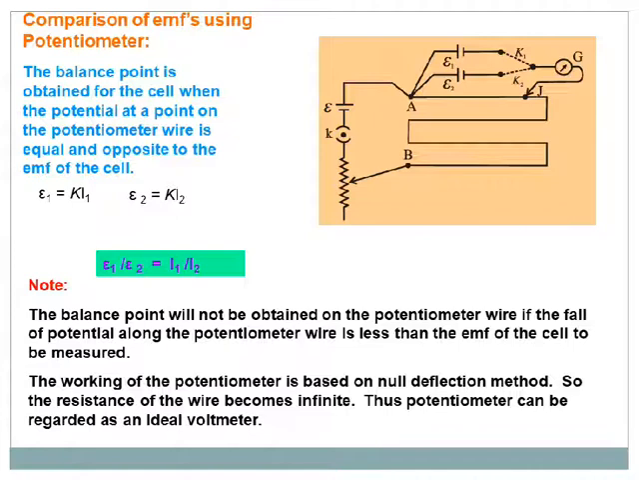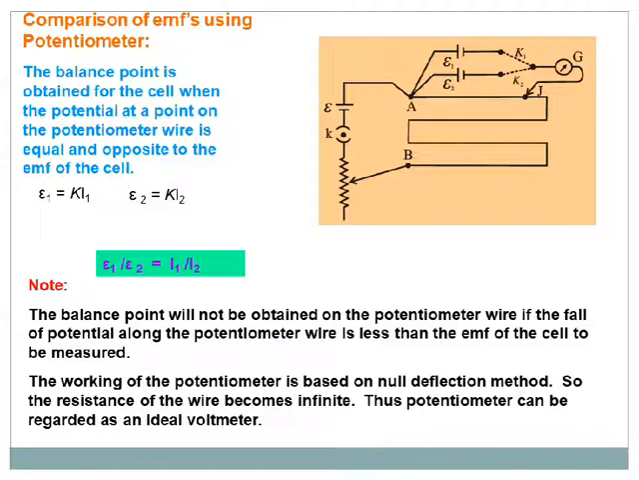The main conditions for this are: the battery of EMF E, which is the main battery, should have a larger EMF as compared to E1 and E2. And key K, which is the main key, should always be closed, because when the key is open, current will not flow through the circuit, and when the key is closed, current will flow through the circuit. These are the two conditions to do the experiment.